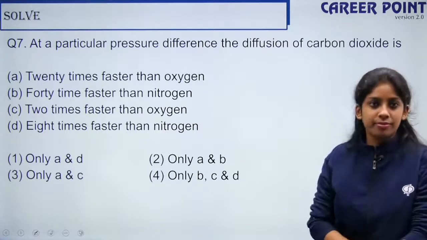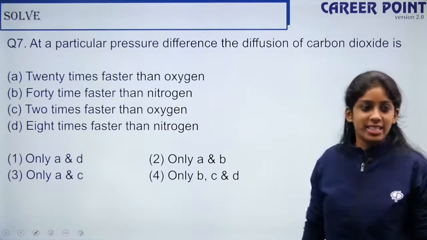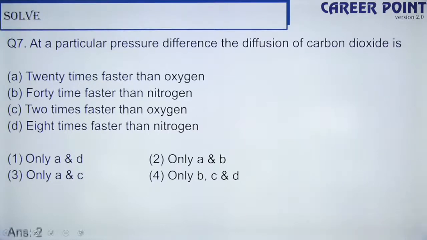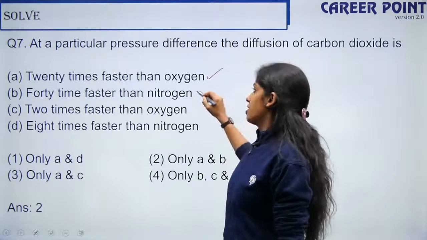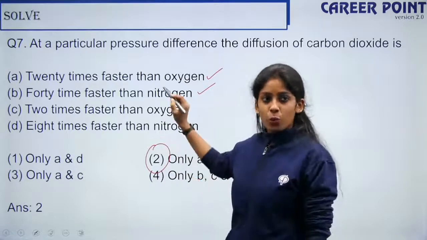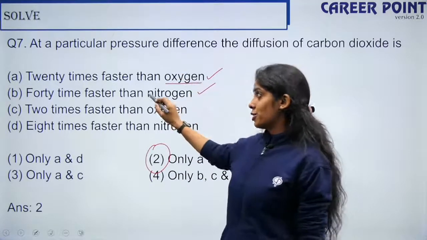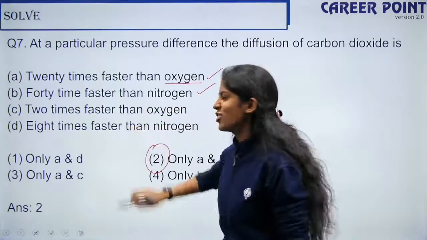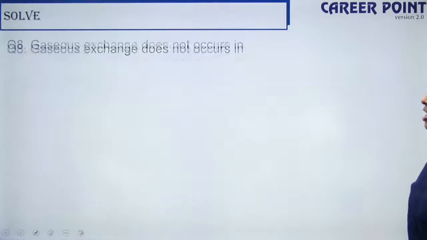Yes, Nishrag. Sorry, first I showed you only the statements. So now what do you think the option is? It is 20 times faster than oxygen, and it is 40 times faster than nitrogen. So we know it is 20 times faster than oxygen. This is right. But it is 40 times faster than nitrogen, not 8 times. Okay, so that is where you have made a mistake. That's fine. So question 8.